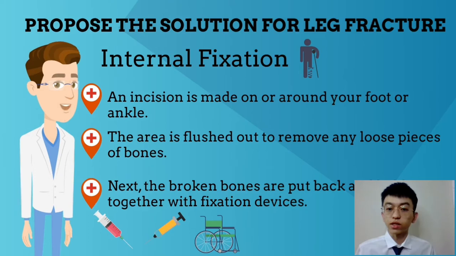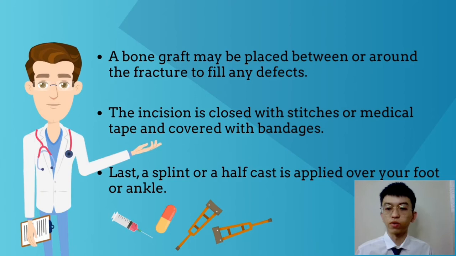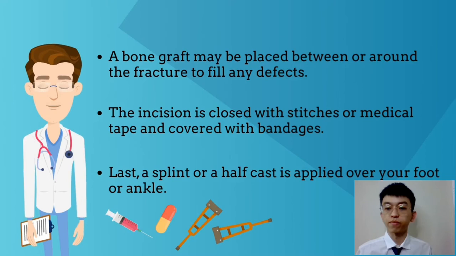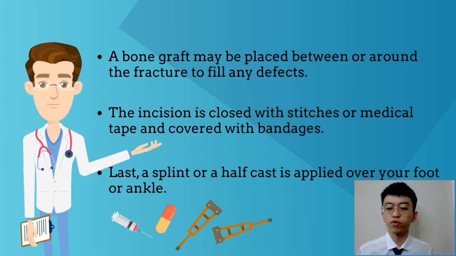Second, a bone graft may be placed between or around the fracture to fill any defects. The incision is closed with stitches or medical tapes and covered with bandages. Last, a splint or a half cast is applied over your foot or ankle. Besides that, here are some benefits of the fixation procedure. For example, a stable foot and ankle and long-lasting pain relief.